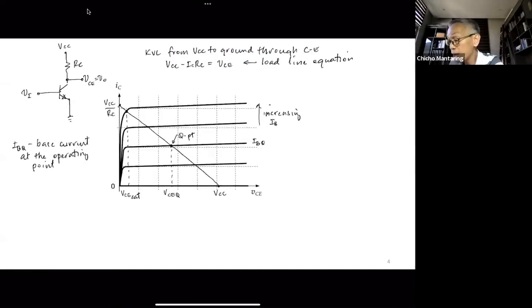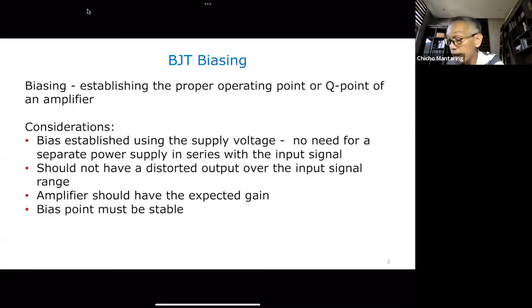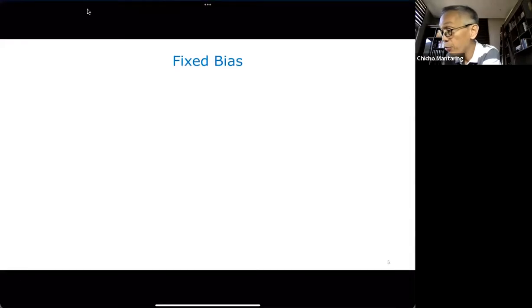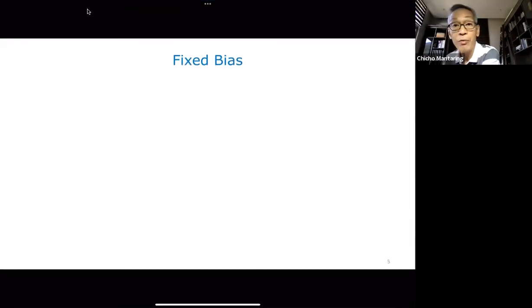Okay. So we said, here, consideration. We'd like the bias to be established using the supply voltage. We don't want to have a separate power supply in series with the input signal. And I already introduced this, and this is your fixed bias biasing scheme. So how do we make the supply voltage establish the operating point? Well, it's quite simple.